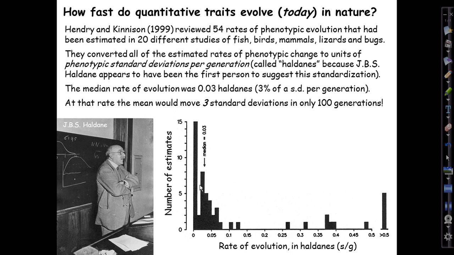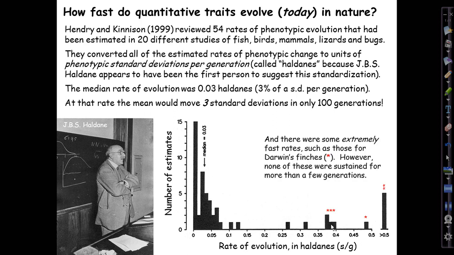Here's a histogram of all those 54 rates, showing that most of them are either effectively 0 or rather small. There's the median 0.03, but a number of them are ridiculously large. Many of those very large ones come from Darwin's finches traits, which I've starred, although there were a few from other systems that were also exceedingly high. Again, here are the units of Haldane's, standard deviations per generation.